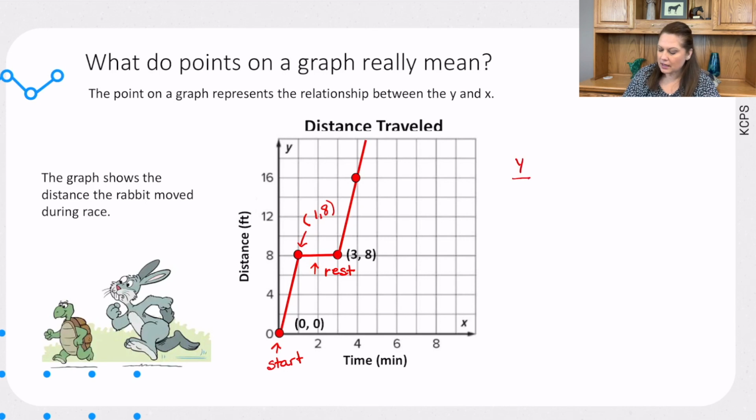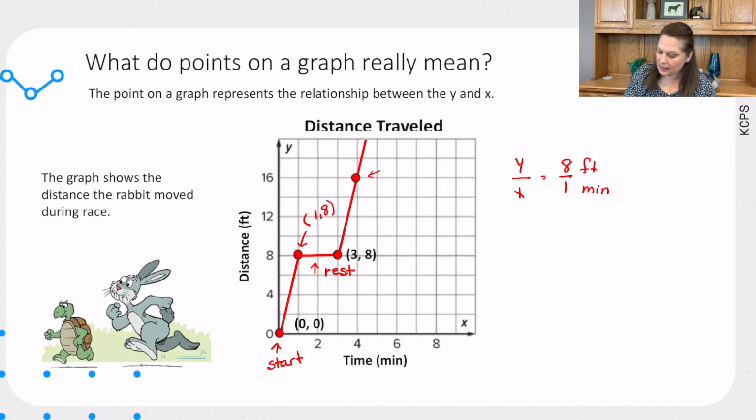So that tells me that the constant of proportionality, at least for this particular point for the hare, is 8 over 1. 1's in my denominator, so I know that's my unit rate. So the hare is traveling, remember I'm using my units, not distance and time, 8 feet per minute. And if we go back, the tortoise is traveling 4 feet per minute. So the hare is actually twice as fast as the tortoise, as we would expect. But then between 1 and 3 minutes, the hare is at rest, and then he takes off again.